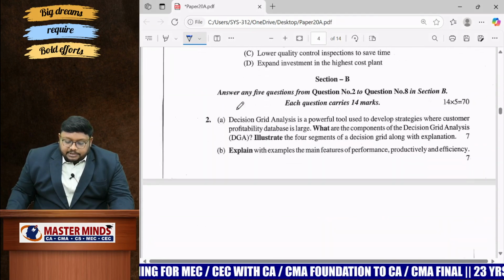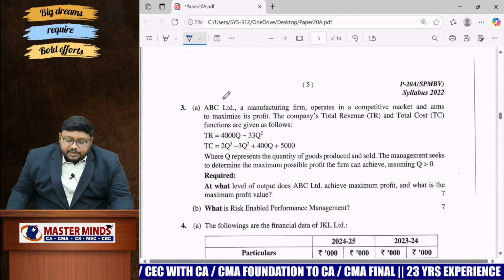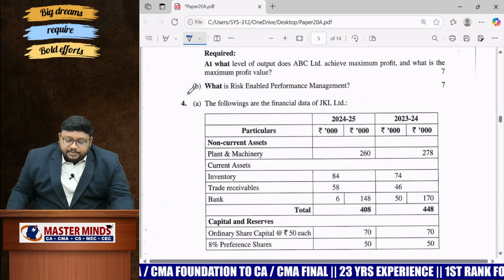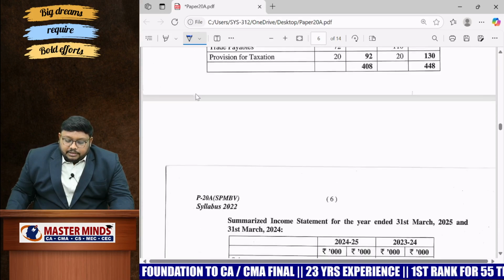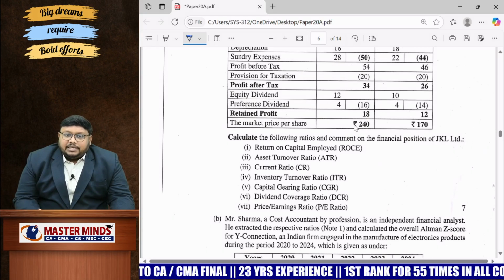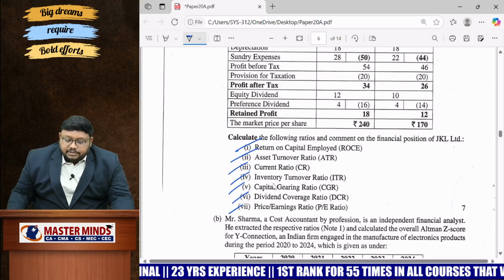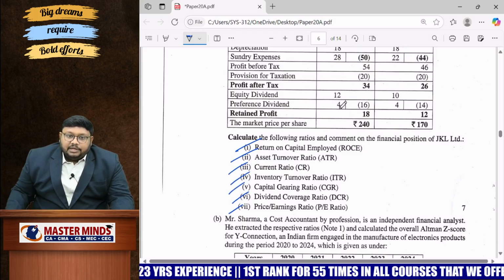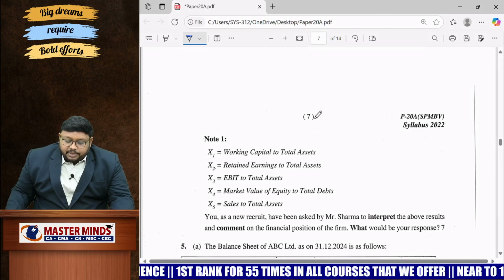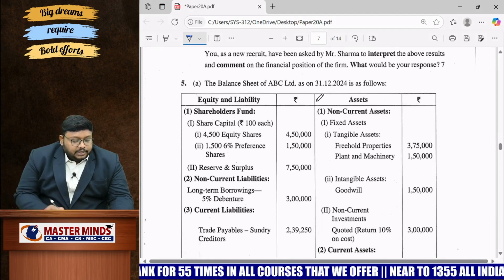the second division, section B. So 2A, 2B questions are from SPM, 3A also from SPM, and 3B is also from SPM, and 4A. They have given the ratios. Here also we know under the fundamental chapter ratios, all ratios from the balance sheet you have to make. So it is a 7 marks question. In SPM it will cover as well as in BV. And coming to the next question, it is also from BV, sorry, SPM, and 5A we can check.